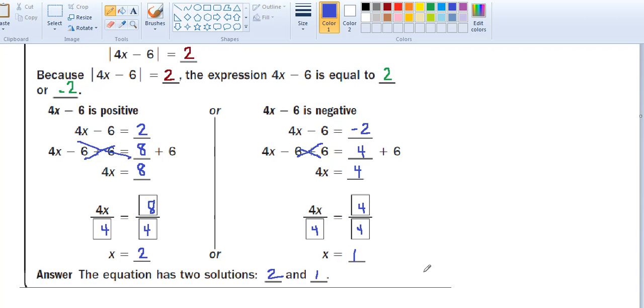Again, we'll probably be writing it like this on our homework. X equals 2, 1. Or you could write 1, 2.